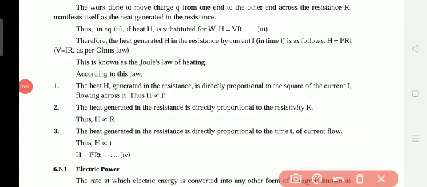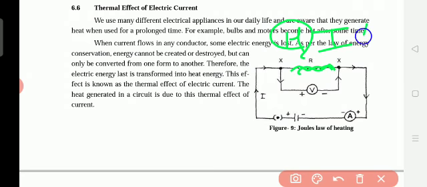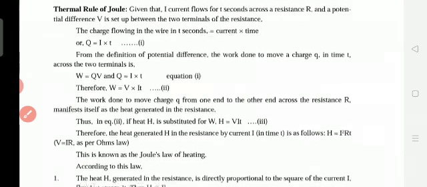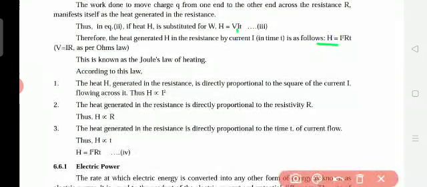Okay, so here, therefore, the heat generated H, in the resistance by current I in time t is as follows. Understand, looking at this circuit, heat is generated in the resistance R when the current I flows, in a time of t seconds. So H is equal to, here already one I is there, but one more I. So I square in the resistance R and T.